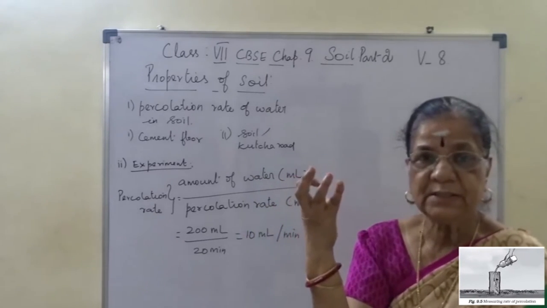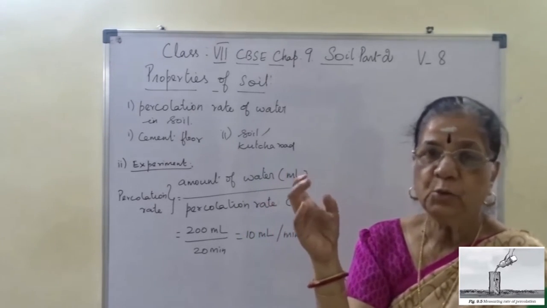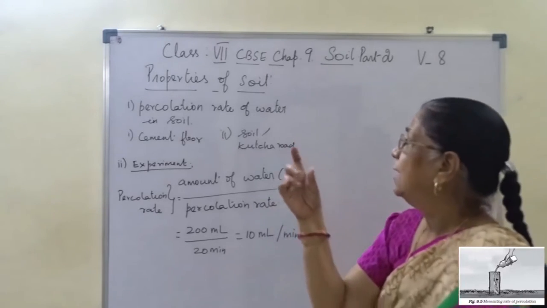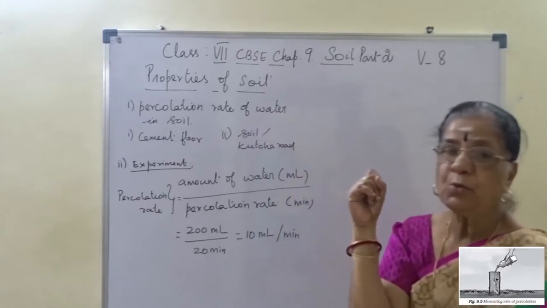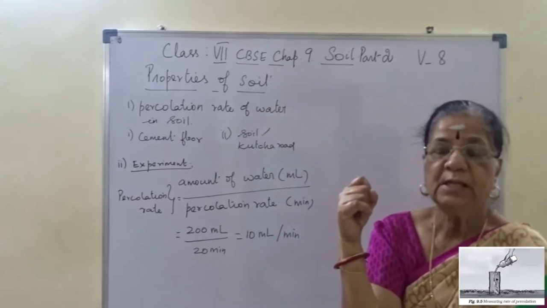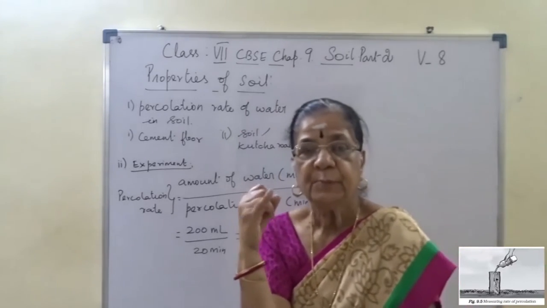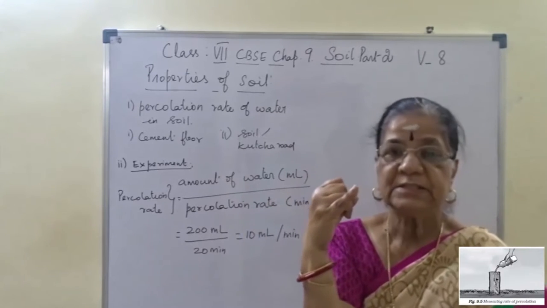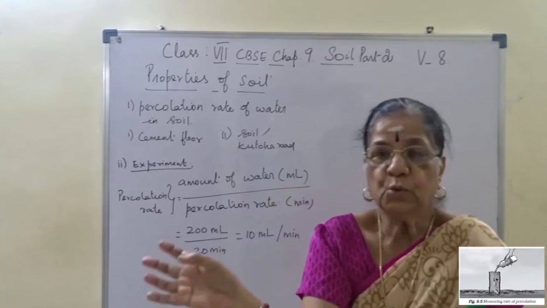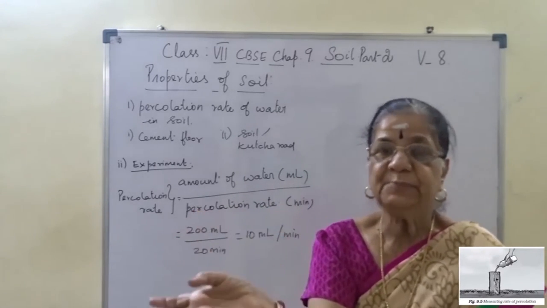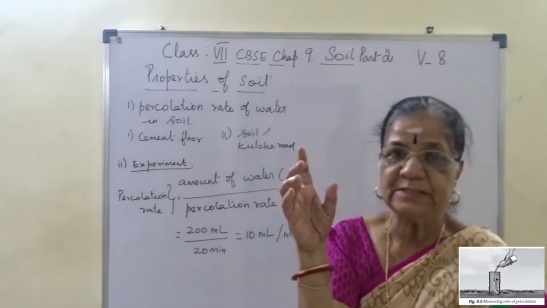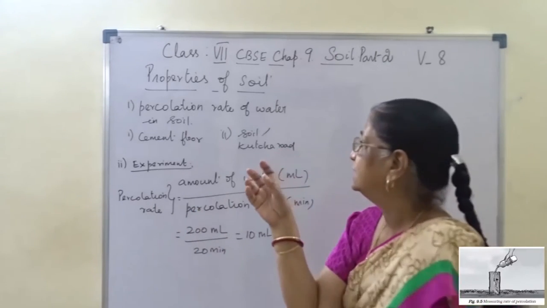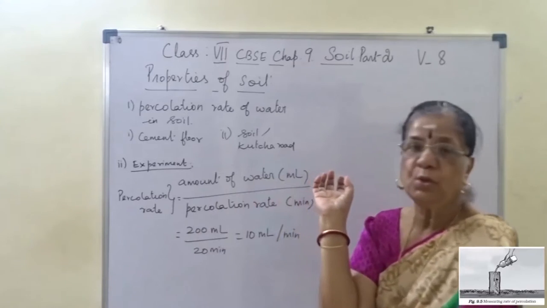Sandy soil, clayey soil and loamy soil. So the first property is the percolation rate of water in the soil. Percolation means the water seeps through the soil. SEEP, seeps through. So that is percolation rate of water.